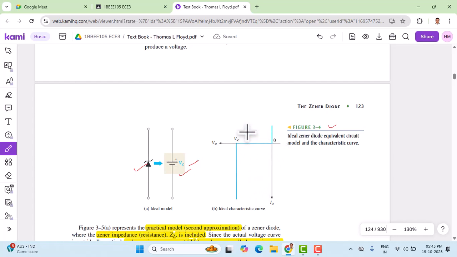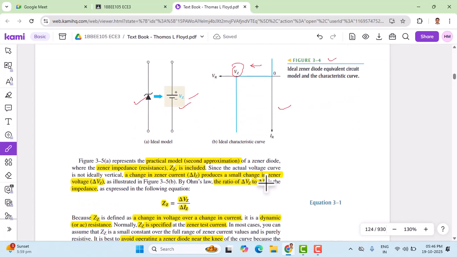The characteristic for the ideal Zener diode is as shown here. We can see that as reverse voltage is increased till Vz, the current is 0. Once we increase the voltage, the current is going to be almost 0. But at Vz, as we can see here, the voltage remains constant, but there's a huge increase in the current we can see in this characteristic. So this is the ideal characteristic curve of a Zener diode in the reverse region.